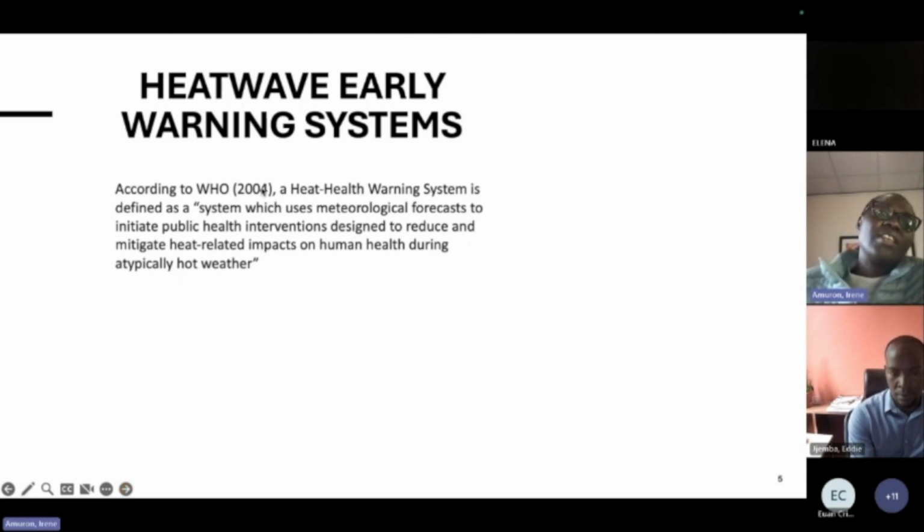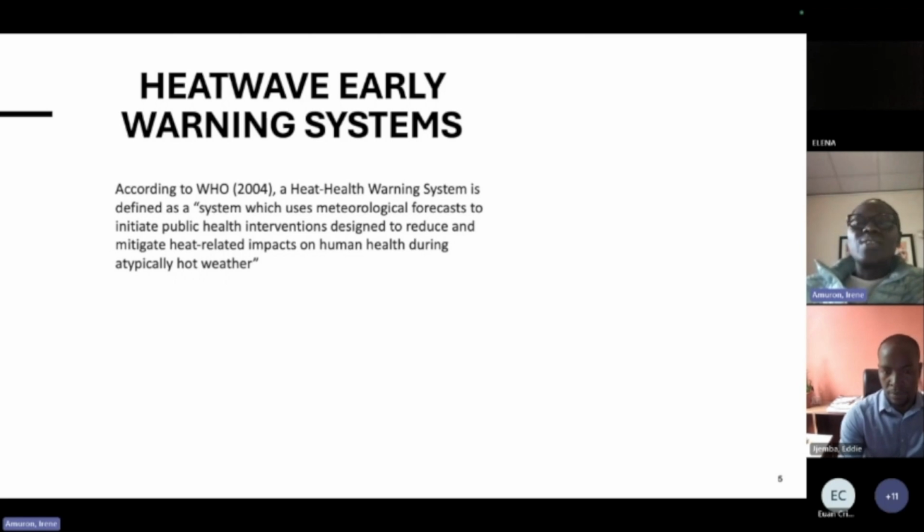And I just put here the definition of the heat health warning system. I know broadly when we look at early warning systems, we are looking at an integrated approach where hazard warning information, forecasting, risk analysis information, communication, response capacities are all integrated to enable individuals and institutions to take action before the impacts of a hazard are felt. So that's broadly the early warning system.